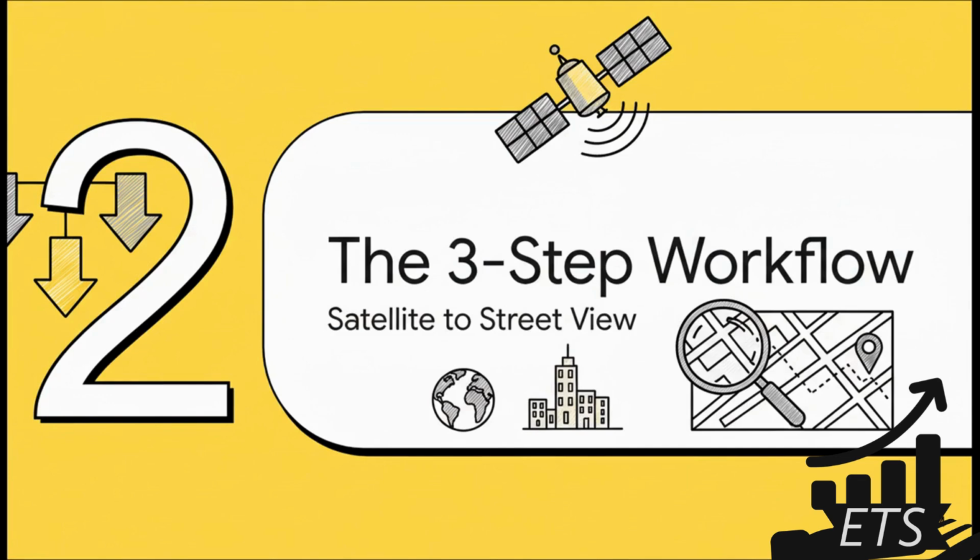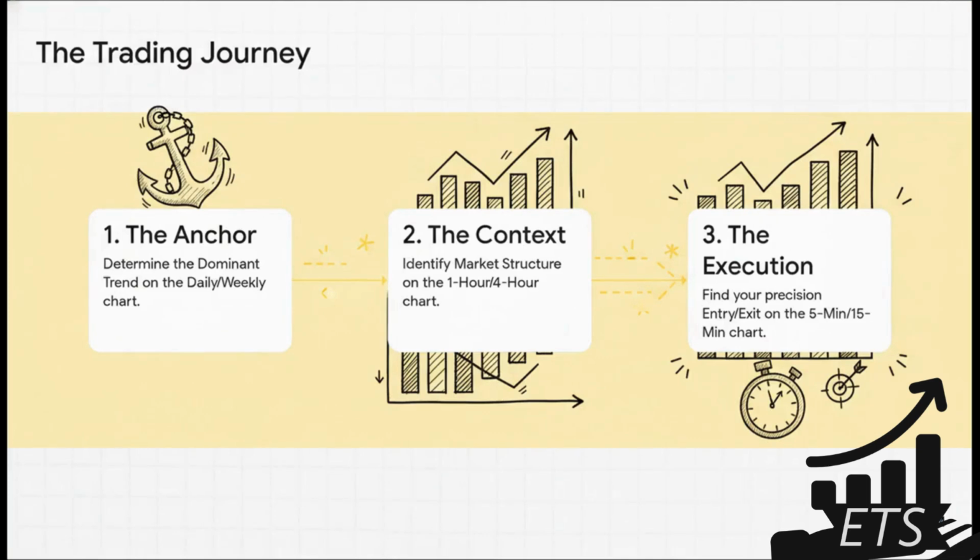Okay, that's the theory, but how do we actually do this? Let's break down the step-by-step workflow that's going to take you from that satellite view right down to your trade execution. So, this journey has 3 main steps. First, we have the anchor. That's our big picture view. Then, we get the context to confirm our idea. And finally, we have the execution, which is all about timing our trade. Let's dive into each one.